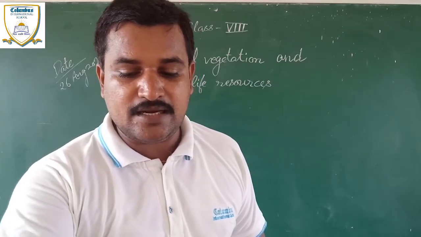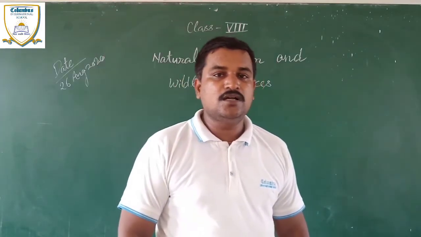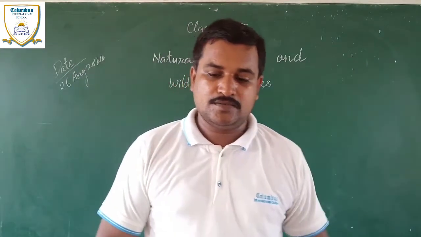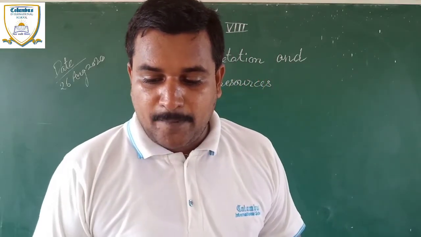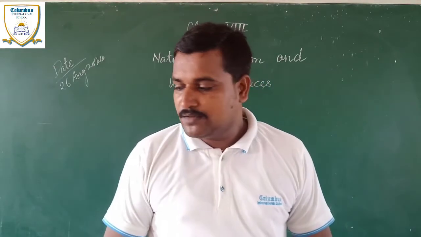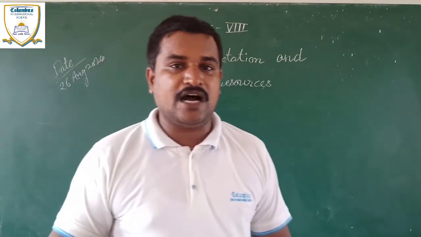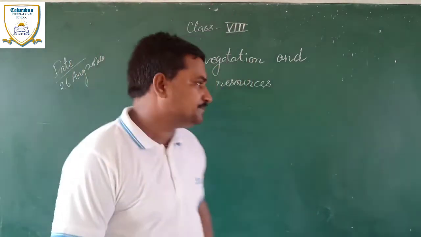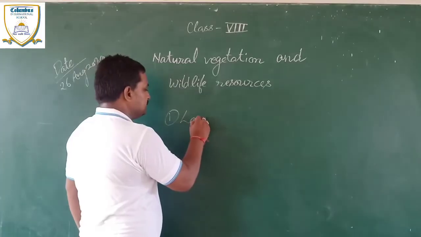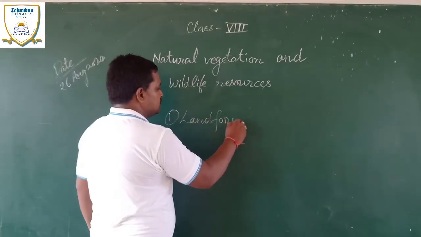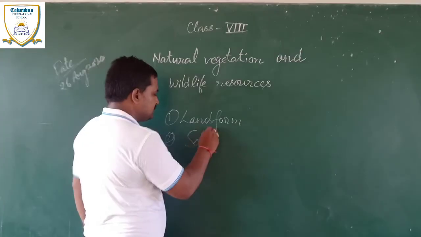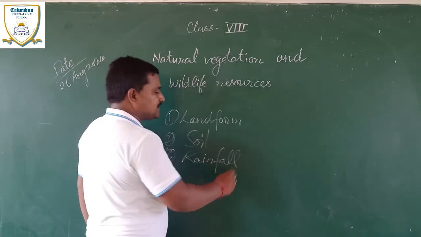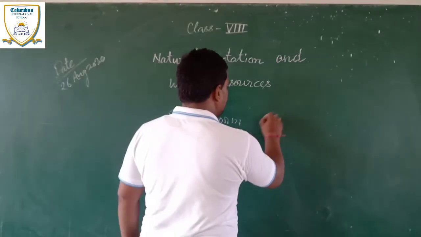The next topic to be discussed here is distribution of vegetation. What is the distribution of vegetation? It means how the vegetation is distributed part by part. The vegetation of a place depends on 5 main factors. That is landform, soil, rainfall. First is landform. Second is soil. Third is rainfall. That means how much water in the form of rainfall is available there.